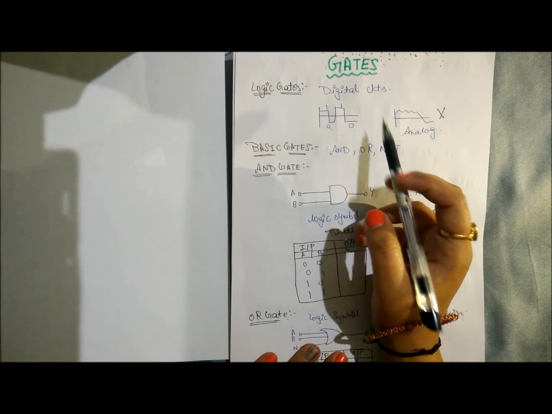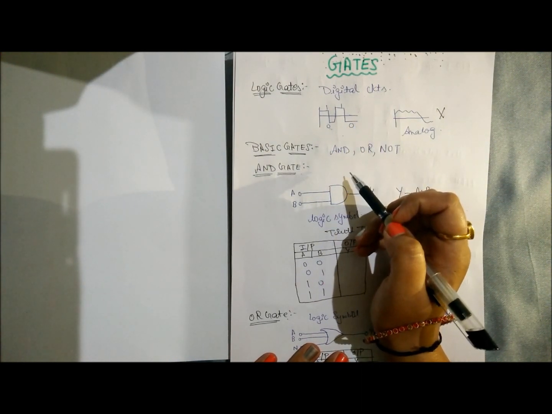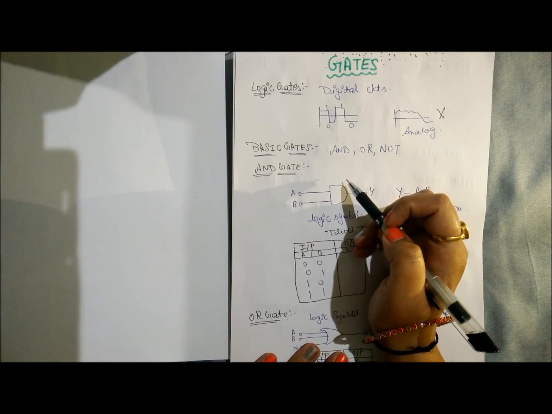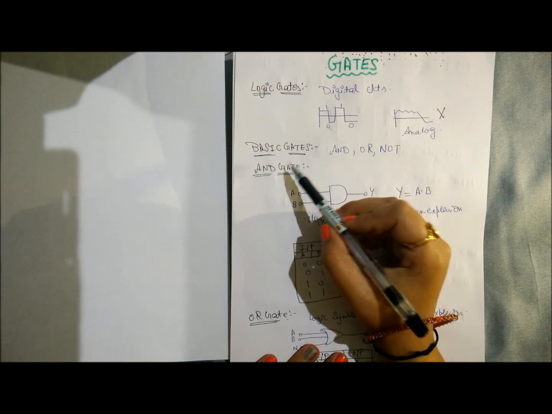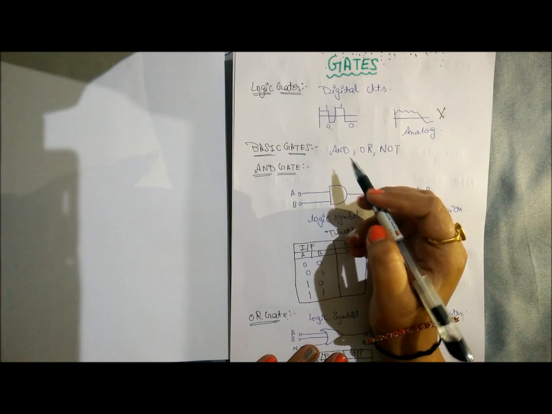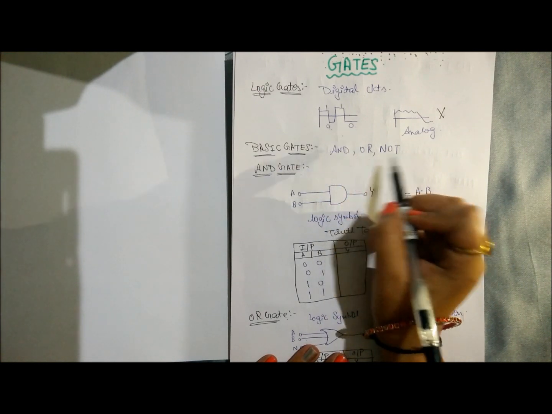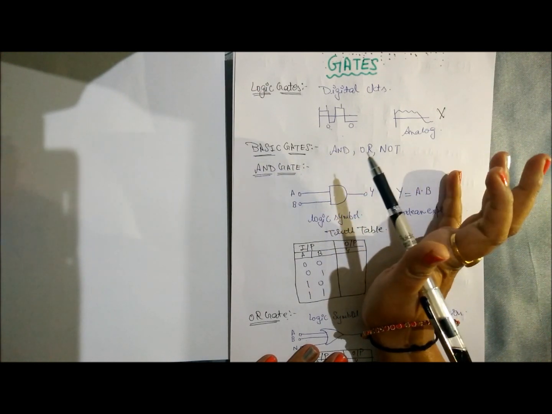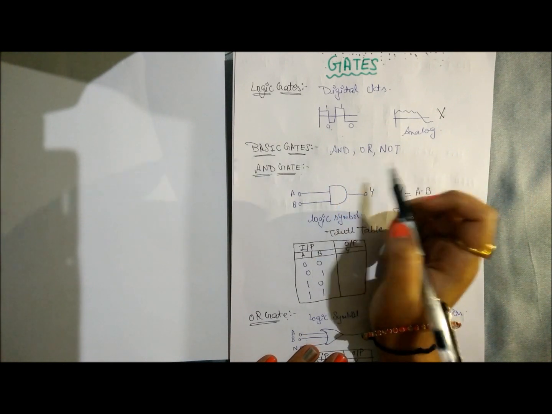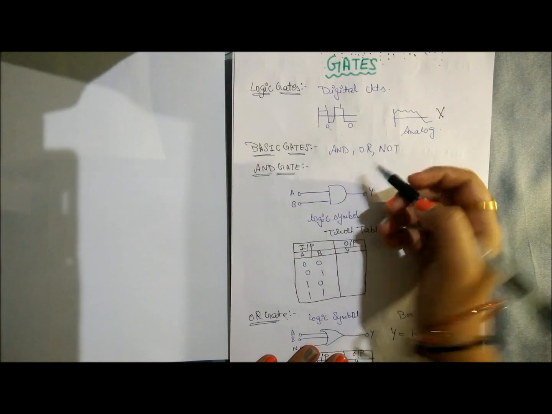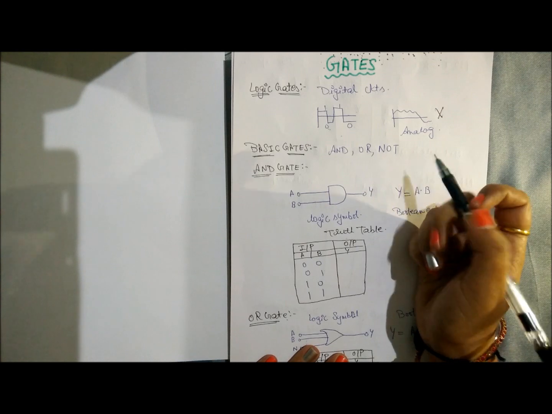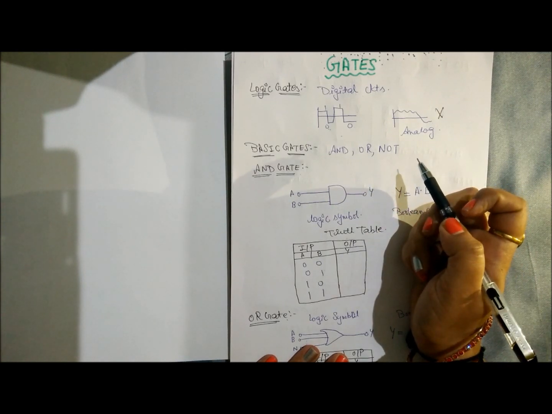There are some types of gates, and I hope you guys know about the gates. What are gates and how many types of gates are there? I'm telling you about the basic gates. Basic gates are the AND gate, OR gate, and NOT gate. These are the basic gates. With the help of these gates, you can further build other gates.